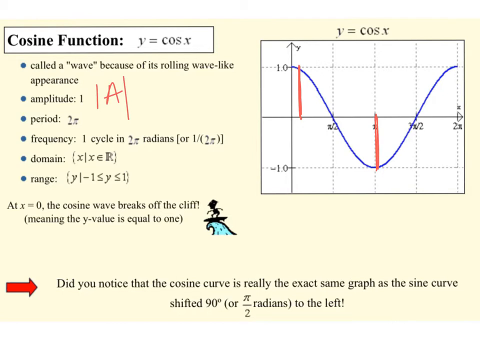The frequency, again, usually completes one cycle in 2 pi radians. That can change. Domain, all real numbers, just like sine. And the range as well, just like sine, goes from a positive 1 to negative 1.